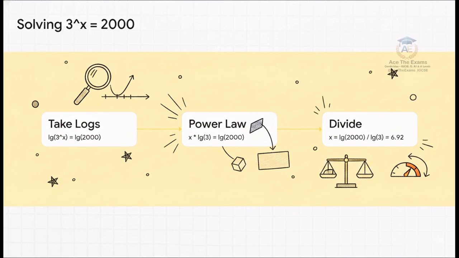Step 3, it's just basic algebra now. Divide both sides. x equals the lg of 2000 divided by the lg of 3. Punch that into your calculator, and you get exactly 6.92. No rushing, no guessing, just a flawless, systematic extraction of the right answer.